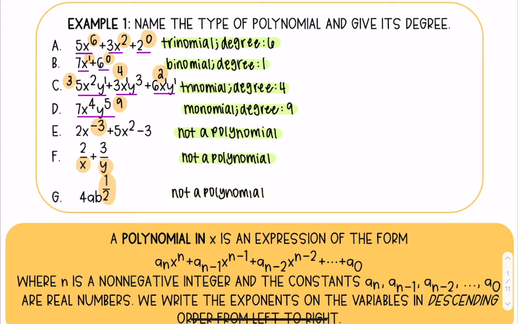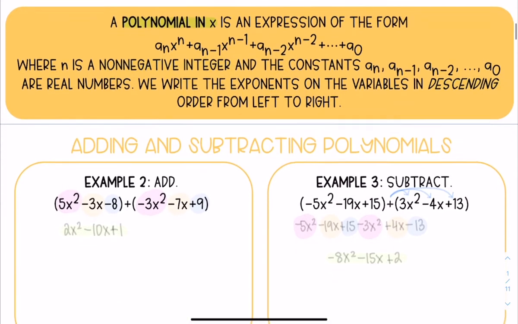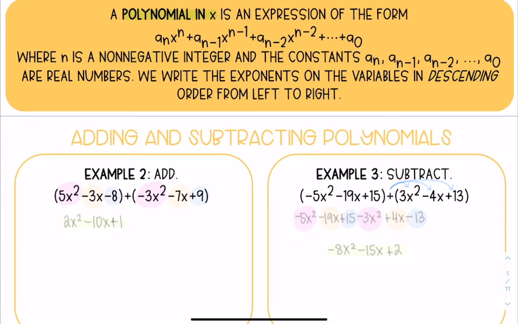So you can kind of see the difference between what polynomials look like and what polynomials are not allowed to look like. And so a polynomial in x is an expression of the form a sub n x to the n plus a sub n minus 1 x to the n minus 1 all the way down until a sub 0, where n is a non-negative integer and the constants are real numbers. We write the exponents on the variables in descending order from left to right.